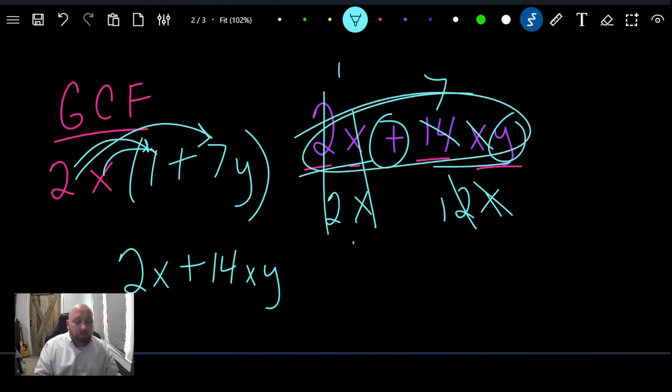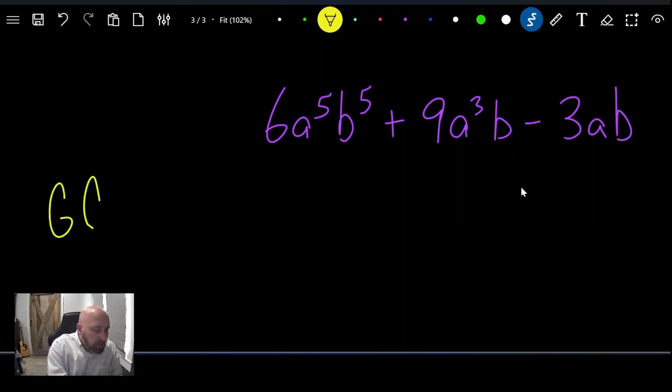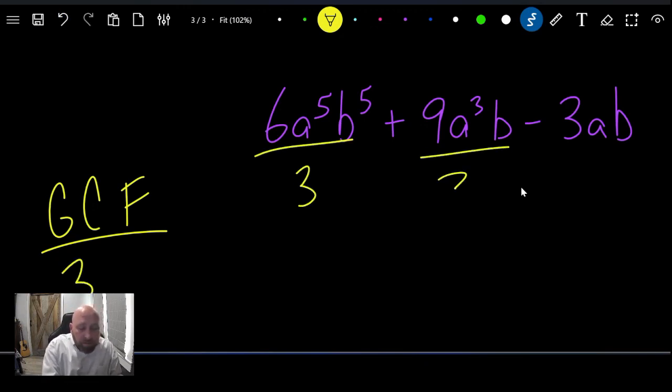Okay, let's do one more. And this one's going to be a big dog right here. We got 3. Ooh, can you handle 3? I think you can. So let's write GCF over here, and let's look at it. We have a 6 and a 9 and a 3. What number goes into 6, 9, and 3? Well, 3 does. 3 goes into 6, 3 goes into 9, and 3 goes into 3.